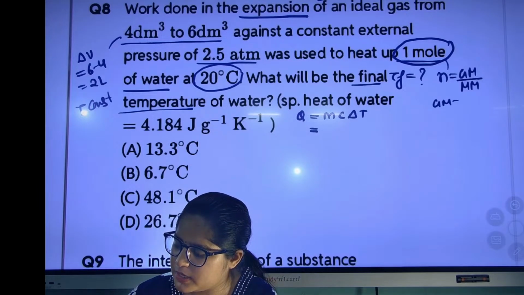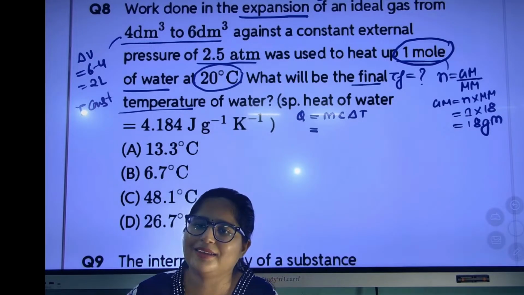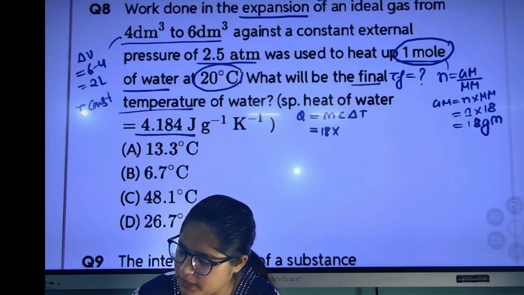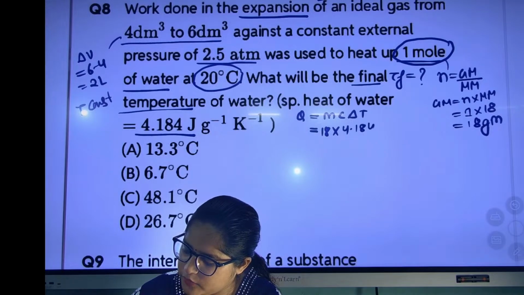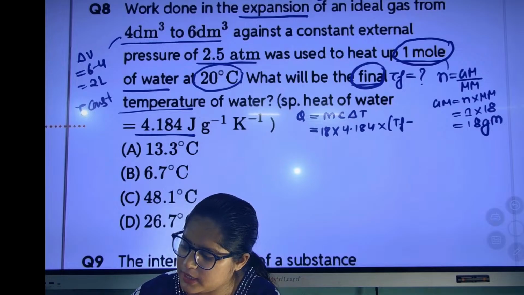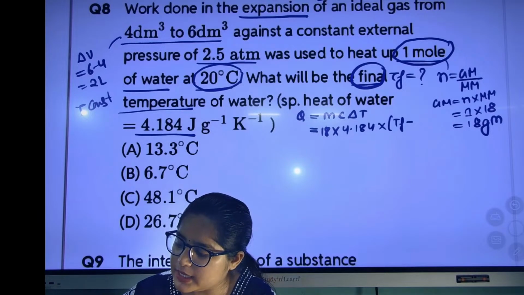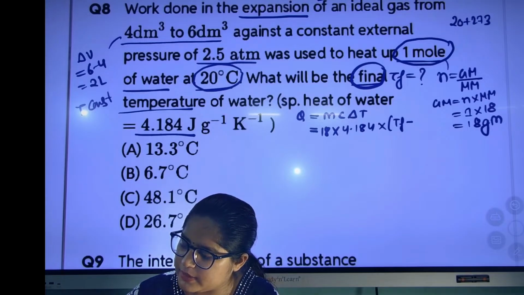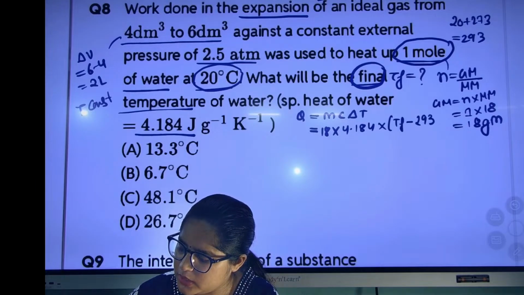So from here, given mass equals mole into molar mass. Mole is 1 mole, molar mass of water is 18. So how much mass of water have they given? 18 gram. So I will write down here 18. Specific heat is given in joule only, no need to convert: 4.184 into delta T, final minus initial. Final only they are asking. Initial is how much? 20 degrees centigrade. Centigrade will you use? No, Kelvin. So 20 plus 273, 293 Kelvin. So I will write down here 293 Kelvin.